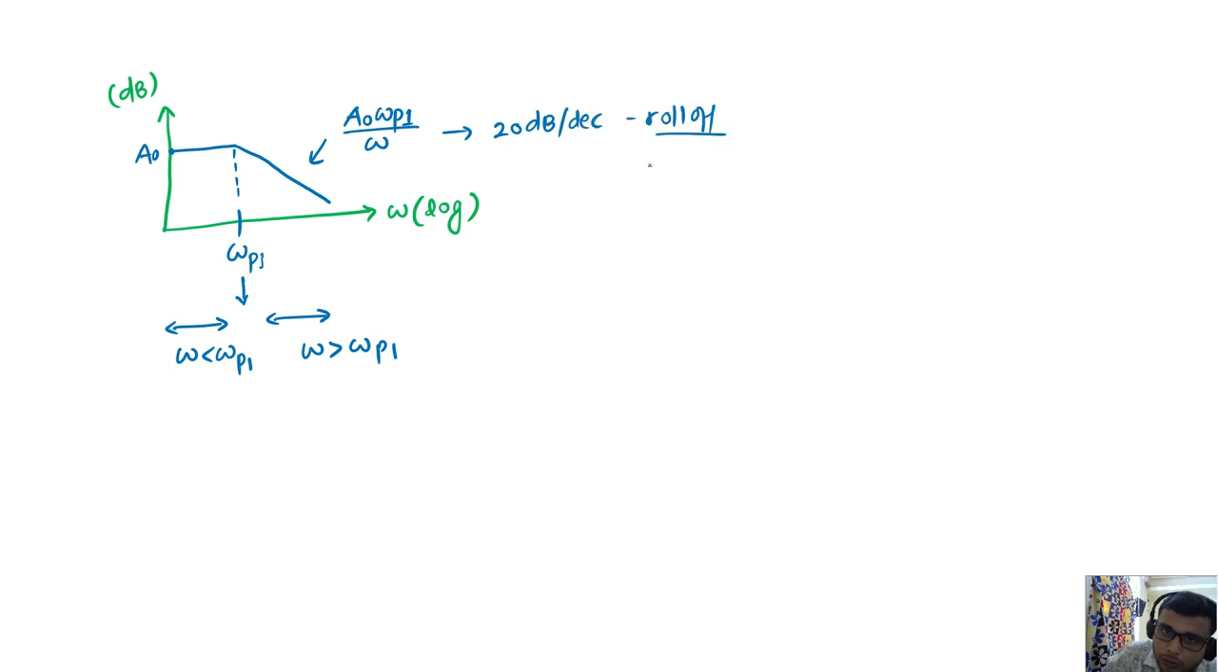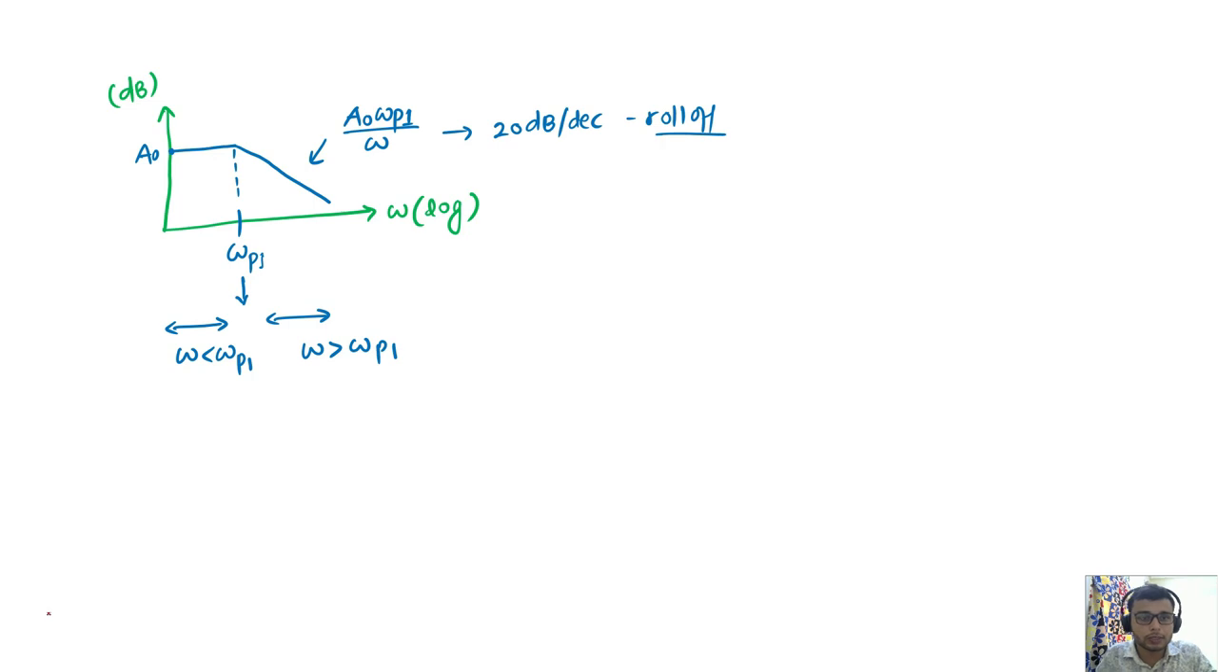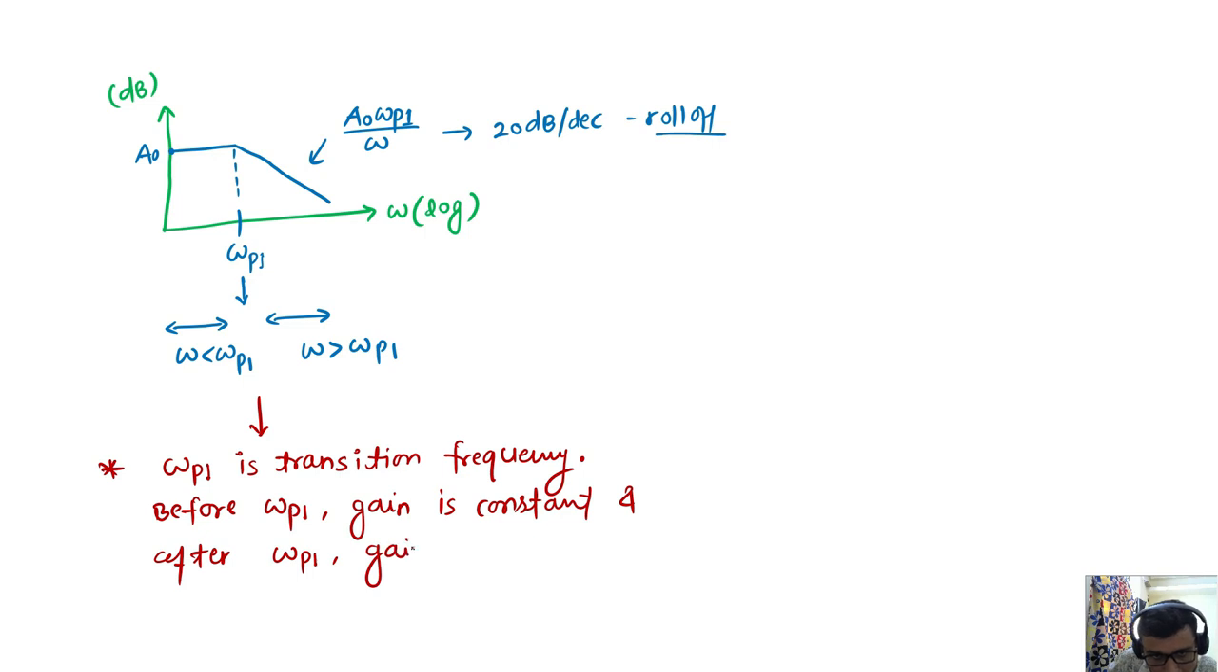So here is a 20 dB per decade roll off. This omega p1 is nothing but a frequency before which my gain is constant and after which gain is rolling off. So I can say this is my transition frequency. Omega p1 is the transition frequency. Before omega p1 gain is constant, and after omega p1 gain is rolling off. It means the gain starts rolling off for the first time here.